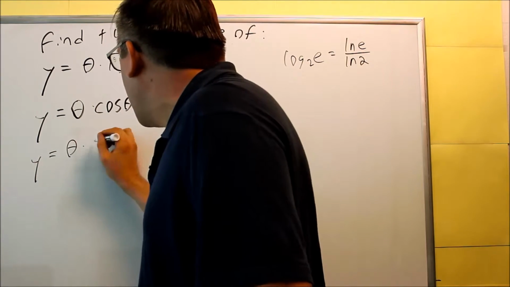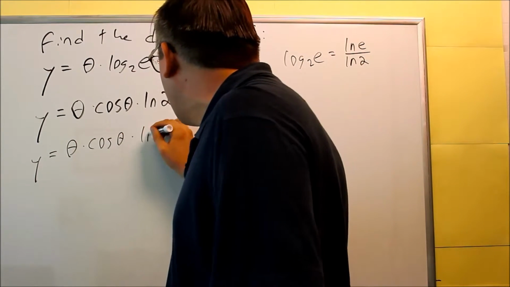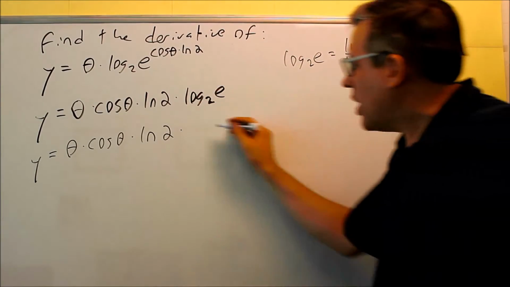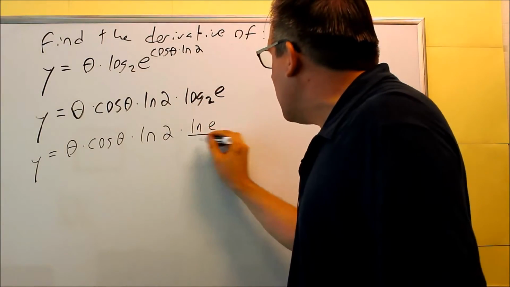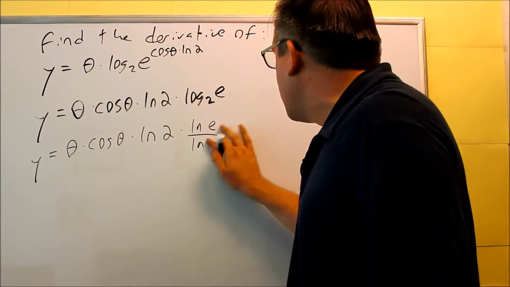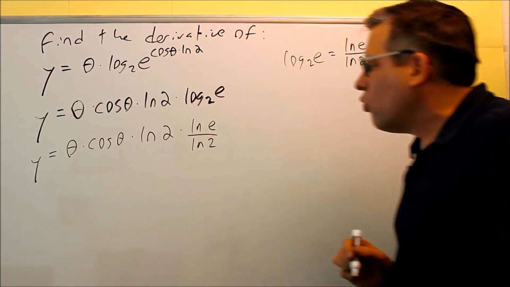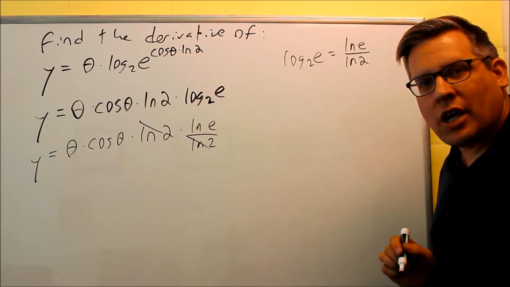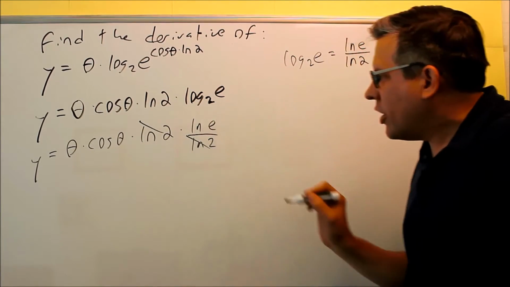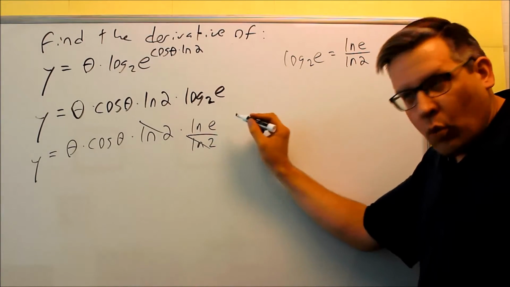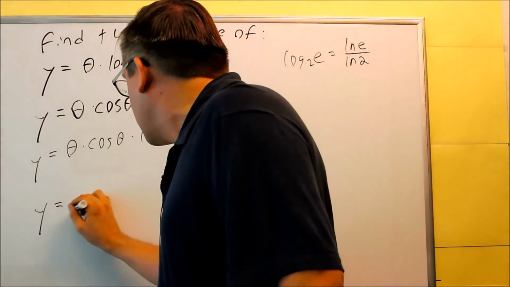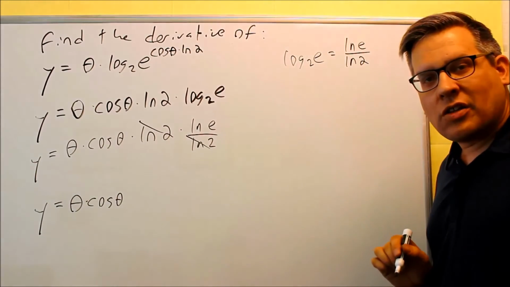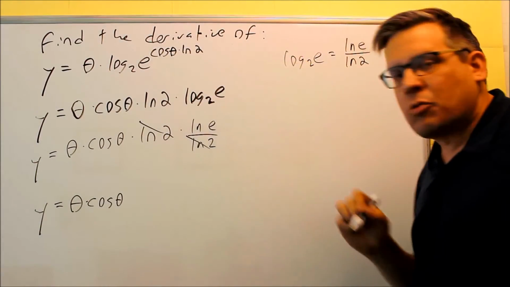So I have theta times cosine theta, and then I have ln 2. This whole part here, I did this on the side, and I changed it to natural log of e over natural log of 2. What we notice there is that the natural log of 2's, those are both going to cancel out. And then what is ln e? Ln e is equal to 1. So the whole problem turns into theta times cosine theta, and that's it. There's no more logs, no more e's.